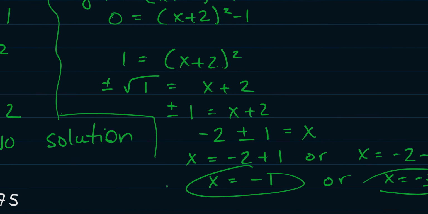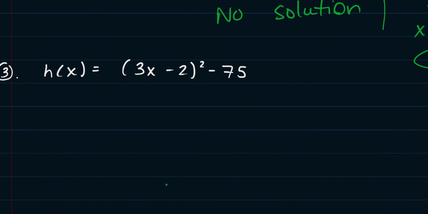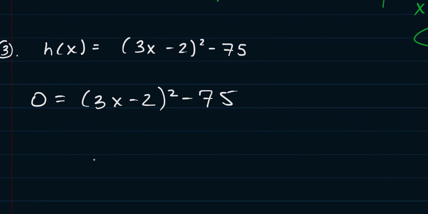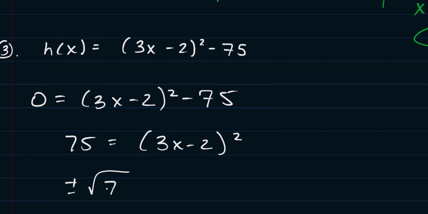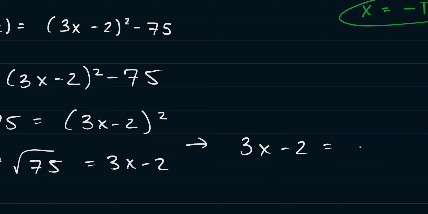We have one more problem to do of this type. Okay, here I have h of x is (3x minus 2) squared minus 75. Again, I'm going to set this equal to 0. Move the 75 over. And then take the square root. I'm actually going to flip this because I find it a little hard to work with. So let's flip that.